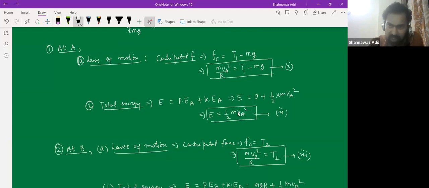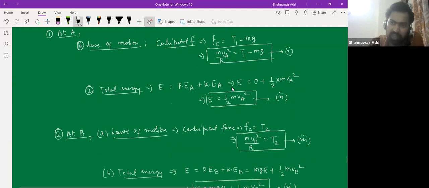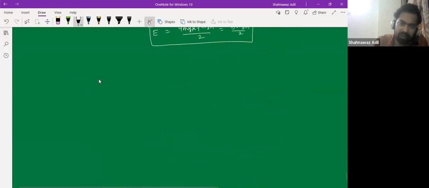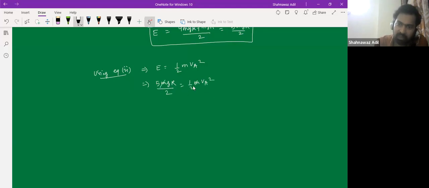So let's put it in here. So using equation 2, total energy is simply half mVA square. And this is 5 mgr by 2, and this is half mVA square. So m cancels, 2 cancels, and VA is root 5gr.